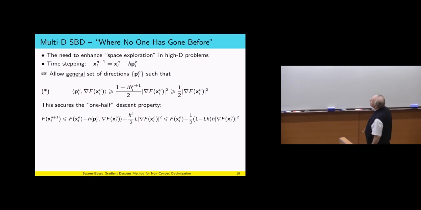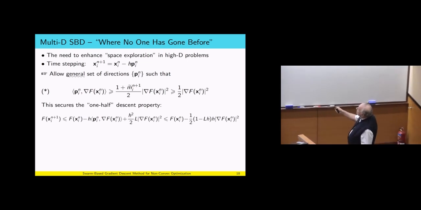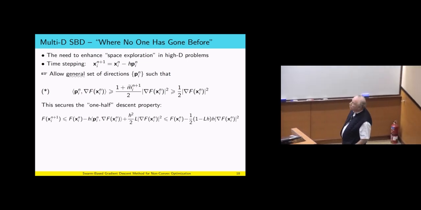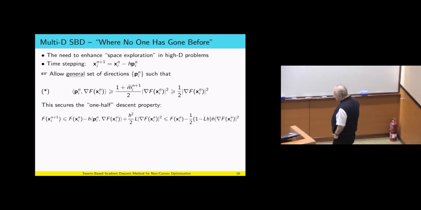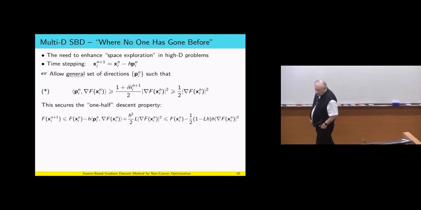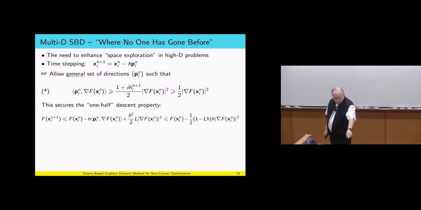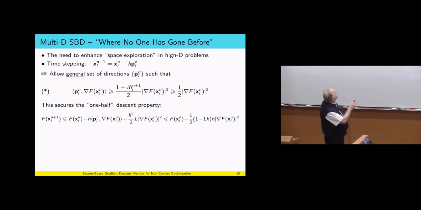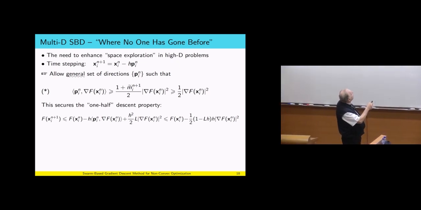So the idea is that we take a step, the direction which I call P. And the direction P will not be the gradient descent. The direction P will be such that star will hold. So the direction P, I will call it this condition. It's an alignment with the gradient descent. So P cannot be completely orthogonal to the gradient descent.